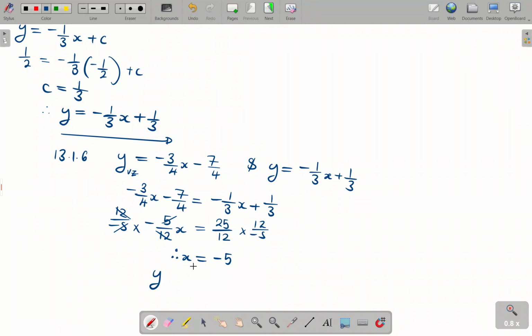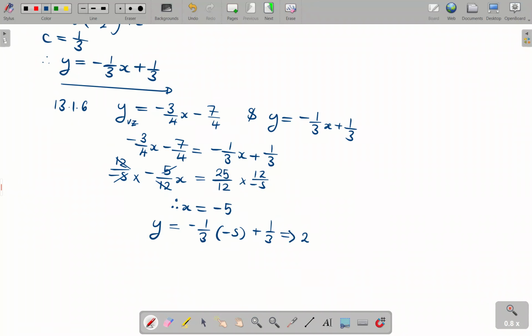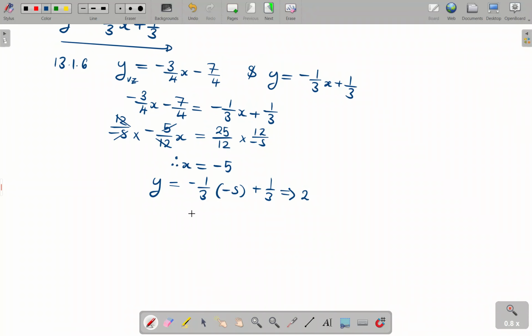So now I'm just going to substitute here because this is the simple one. So y is going to be negative 1 all over 3, so this is negative 1 all over 3 minus 5 plus 1 all over 3. So the answer is 2. So you can see, guys, the coordinate of W: x is equal to negative 5 and y is equal to 2.